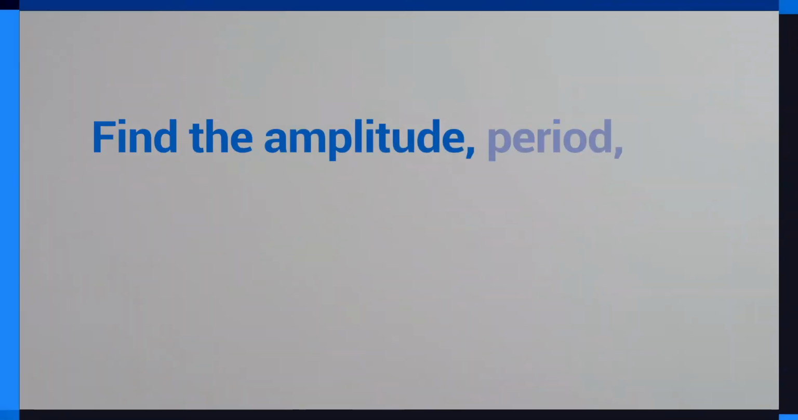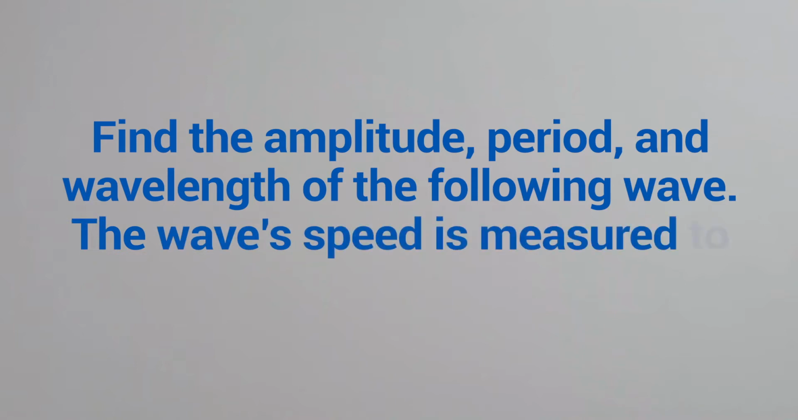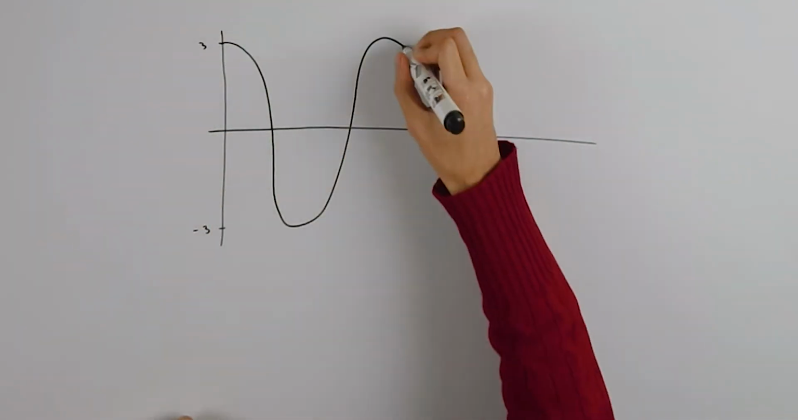Find the amplitude, period, and wavelength of the following wave. The wave speed is measured to be 250 meters per second. Okay, so let's draw out this graph.